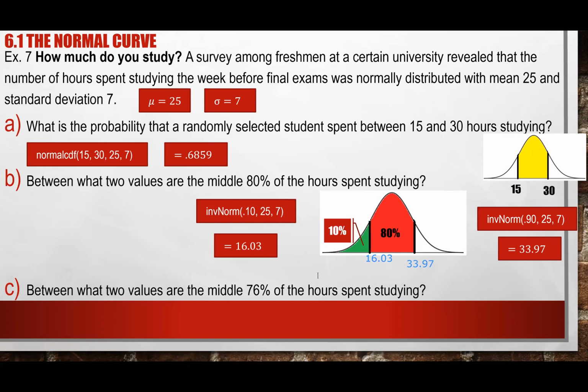So again, this is just the inverse. The reason we have to do this is because they did not give us the left side, or just the right side, but they gave us the middle. And because they give us the middle, we have to divide the leftover into two. That's why we have two tails. So that is how I came up with the answers 16.03 and 33.97.